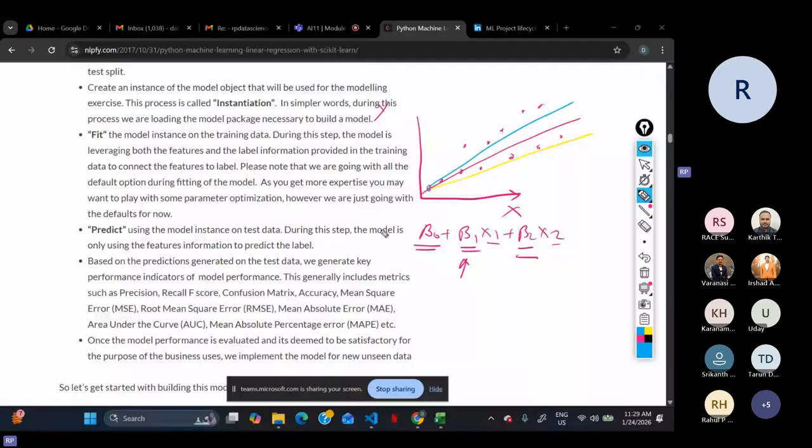And what is the error? Error is the difference between this line and the actual data points. So if I fit this yellow line, this is the error that we're looking at, right? If I fit this blue line, these are the errors that we're looking at, and so on and so forth. So it's saying, if I look at all these errors and follow the MSE, MAE, root mean square error, which of these lines is giving me the lowest error? And the line which gives me the lowest error is the best fitting line, right?